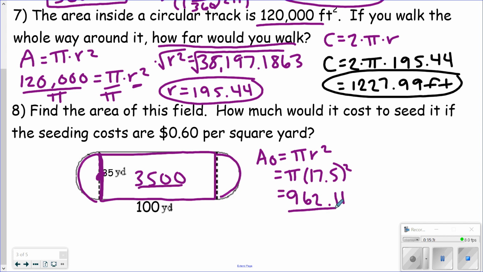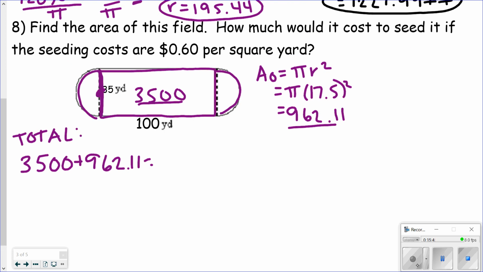So here are our two areas. To find the total area, I need to add those up. And we end up getting 4,462.11. So this is our total area. So this would be yards squared.